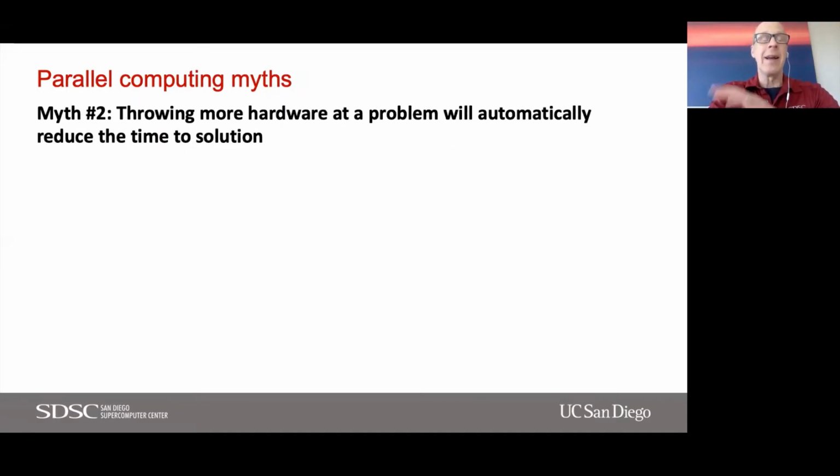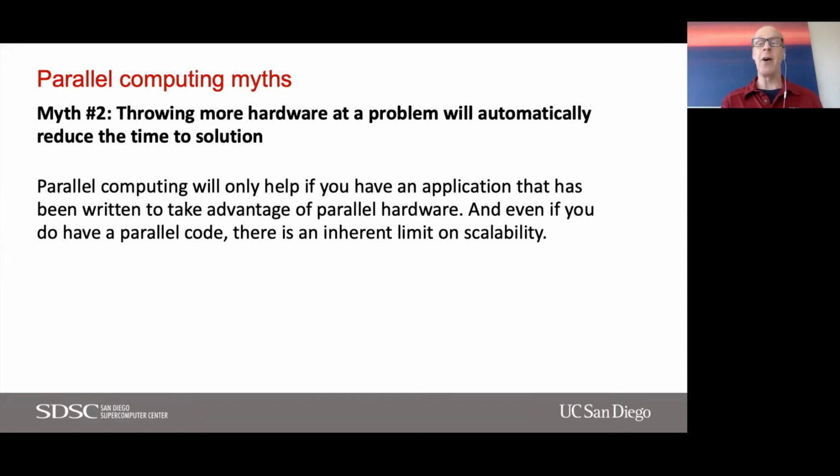So another myth, and I think a lot of you probably have some of the background to know this, is that throwing more hardware at a problem is automatically going to reduce the time to solution. First of all, parallel computing is only going to help if you have an application that's already been written to take advantage of parallel hardware. And then even if you do have a parallel code, there's going to be an inherent limit on scalability. This is something that we see come up quite often, where somebody will be running an application on the supercomputer, but they're using so many cores or so many nodes that they're way out there past the point where they're really getting diminishing returns.